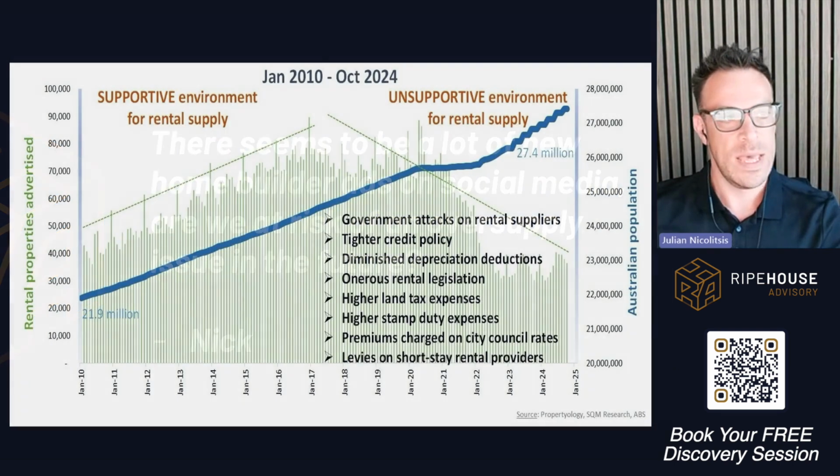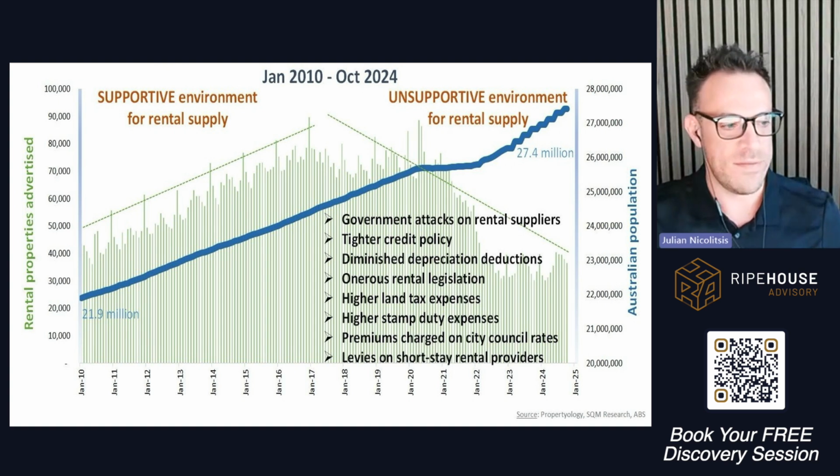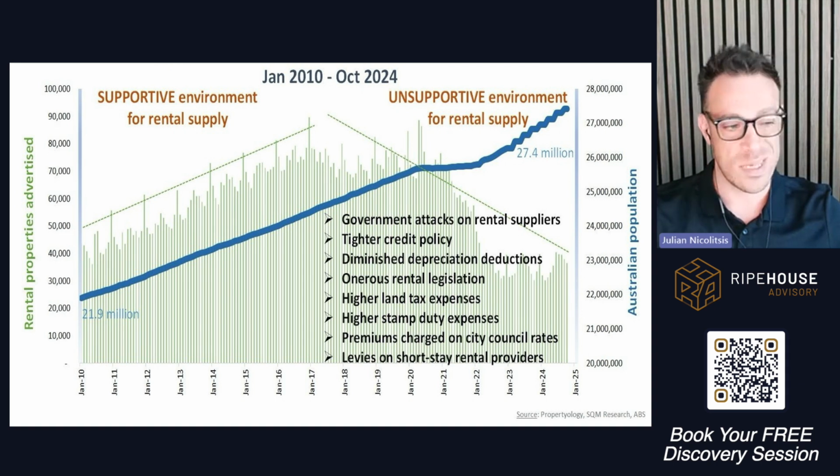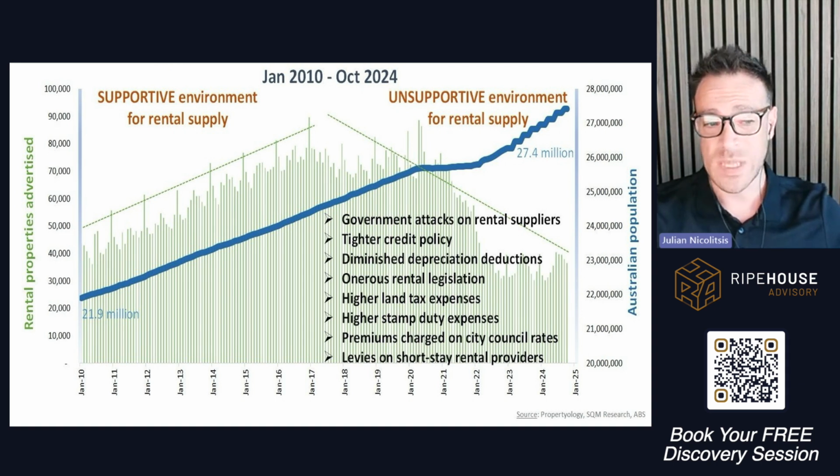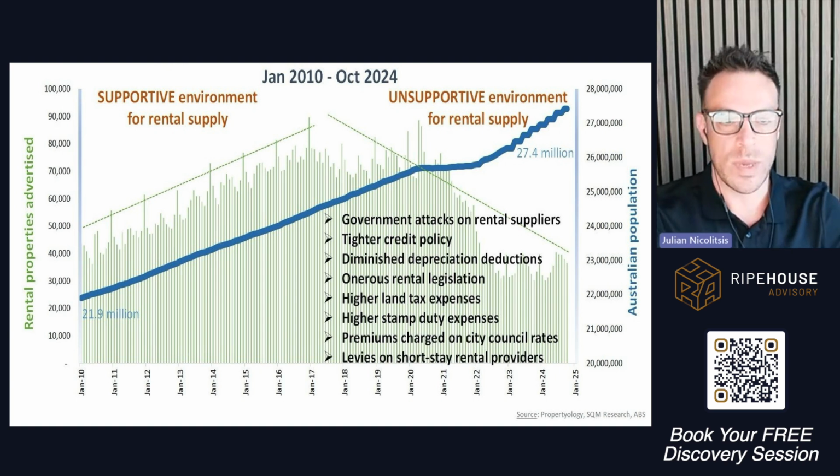But, and this is a slide, in full credit to Propertyology and SQM and ABS's data here, what we're looking at in this graph is essentially from January 2010. So we're looking at nearly 15 years of data. We've got the blue line here being population growth. We can see the country has gone up around 6 million or so in population over that period of time. So it's a sizable increase in population.